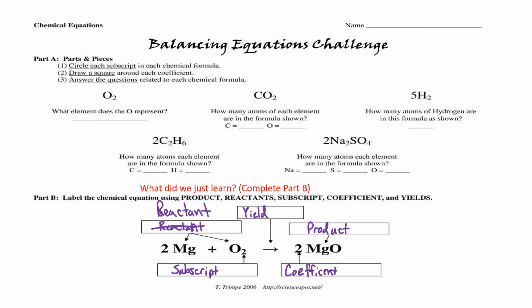The arrow that's in between them represents our yield. Remember, yield is kind of like an equal sign in this case. It's just telling us that we have a before and an after. And then going down, the box that's pointing to that little small 2 next to the O is a subscript. And then the big 2 in front of MgO represents a coefficient. And then we're going to be using those coefficients to balance these equations.